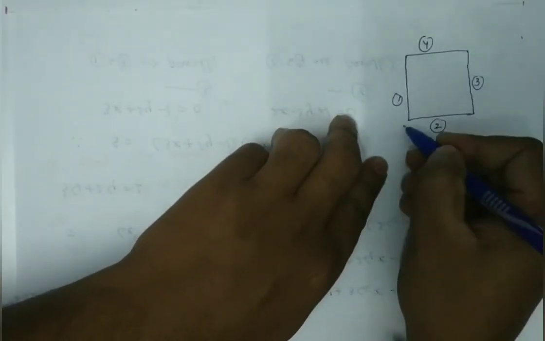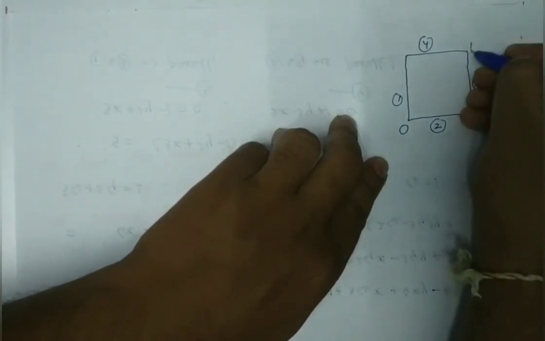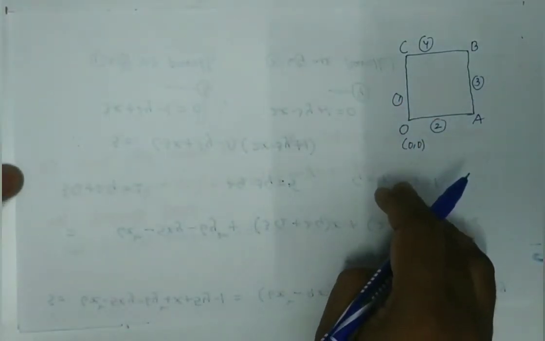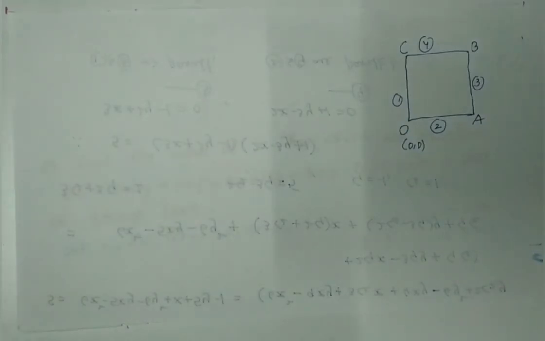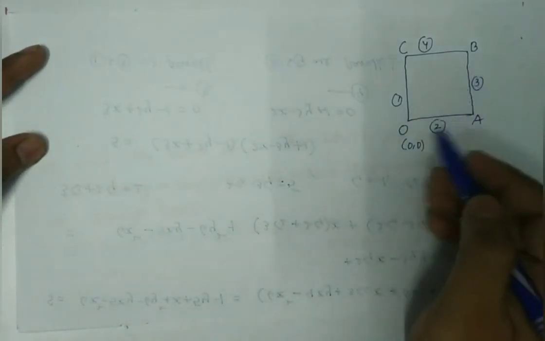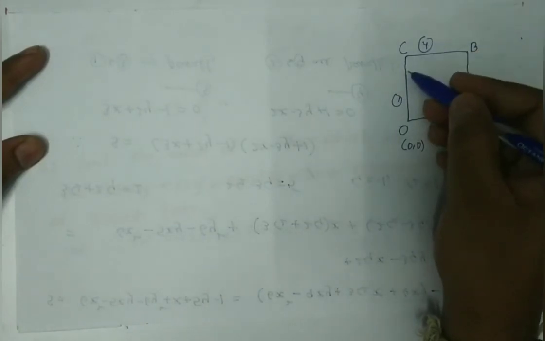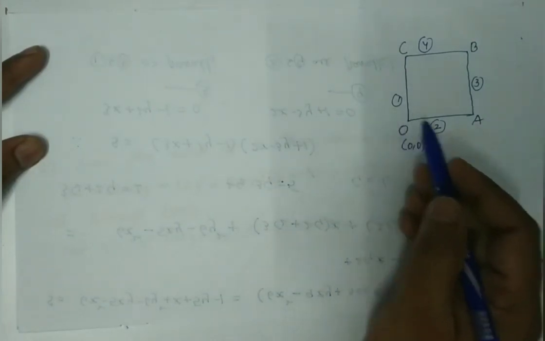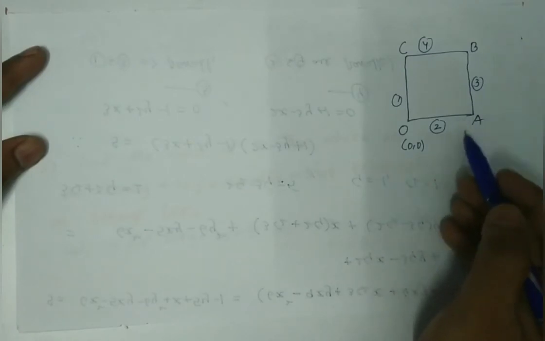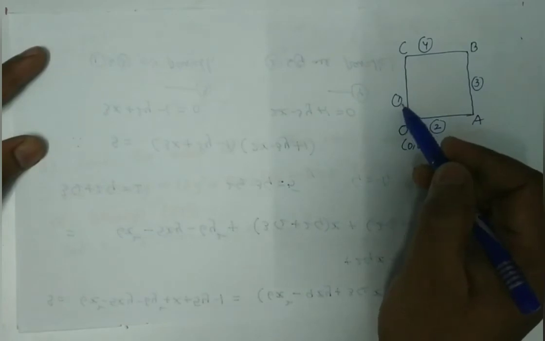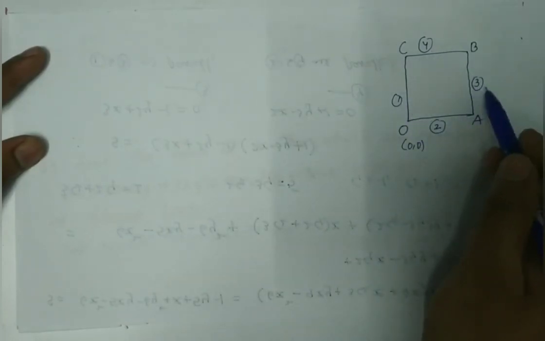Already we know this is the origin O, because this is a homogeneous equation. This is A, this is B, this is C. Clearly, lines 1 and 2, 2 and 3, 3 and 4, and 1 and 4 are perpendicular, because the product of the slopes of these lines is −1. So the product of slopes of line 1 and line 2 is −1, of line 2 and line 3 is −1, and of line 3 and line 4 is −1.